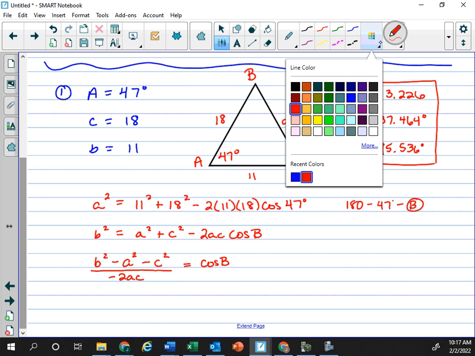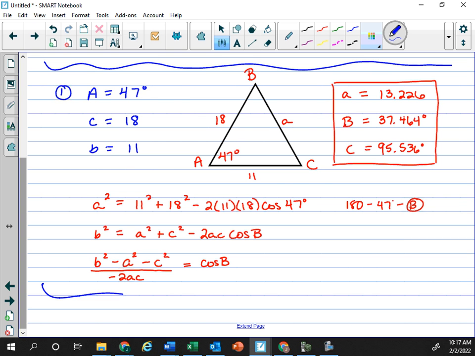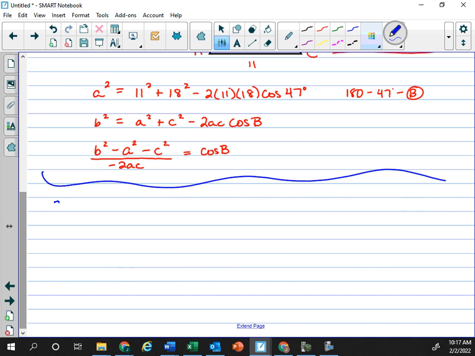Let's try another one. This time I'm going to give you all three sides. I'm going to say side A is 5, side B is 12, and side C is 13. I'm sorry, side C is 8. This is not a Pythagorean triple. Yeah, it would have made it easy.